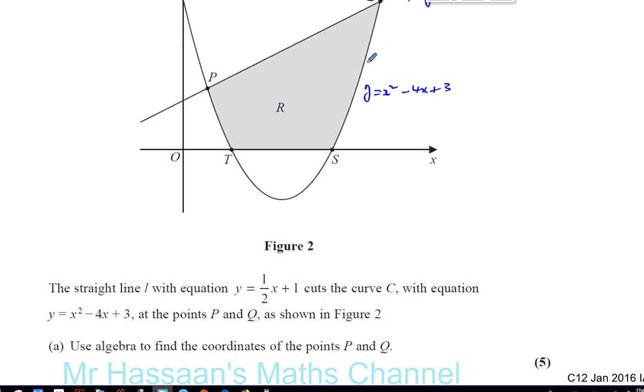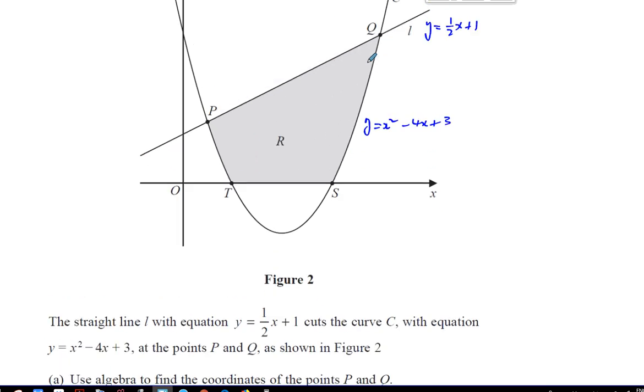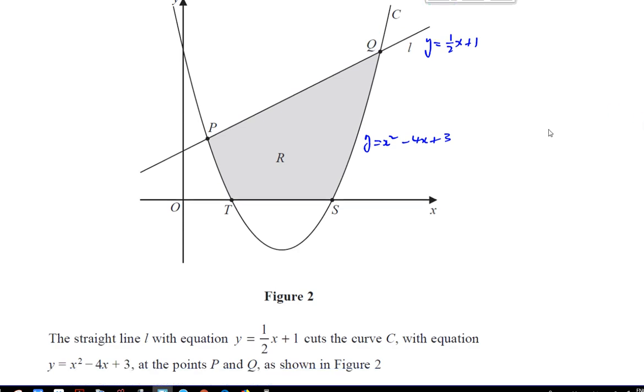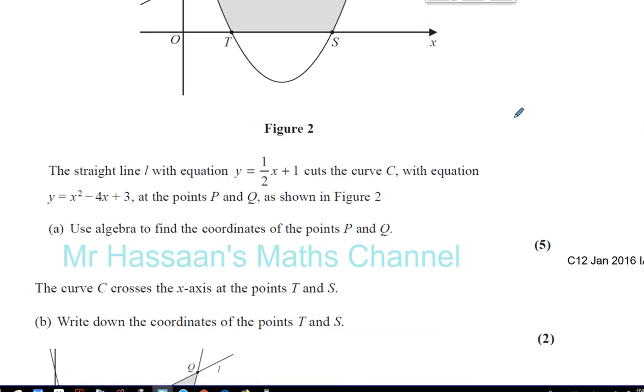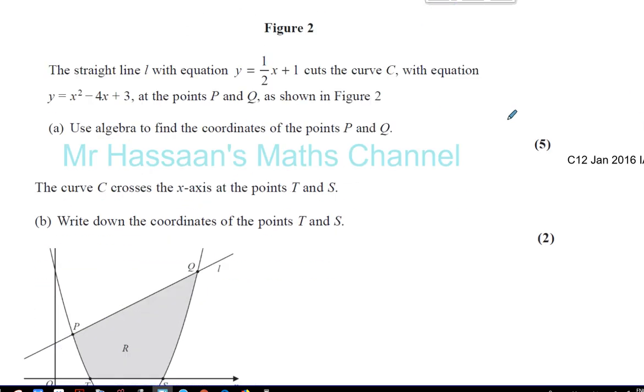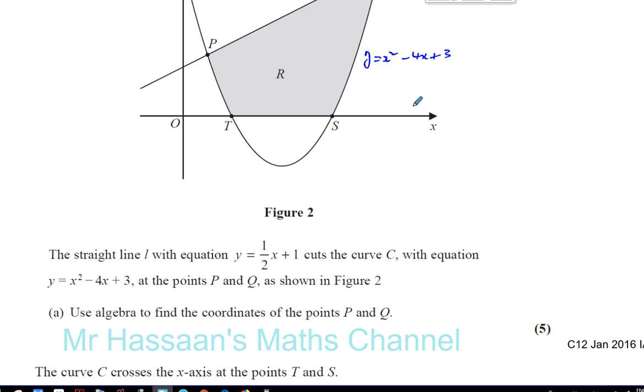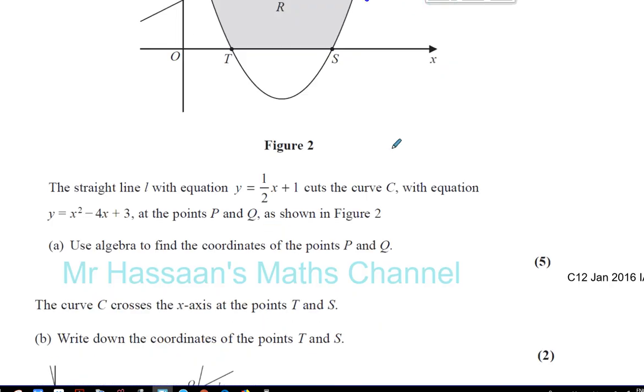So the first thing you want to do is use algebra to find the coordinates of P and Q. So basically this is a question which involves us using simultaneous equations with a quadratic and a linear together.